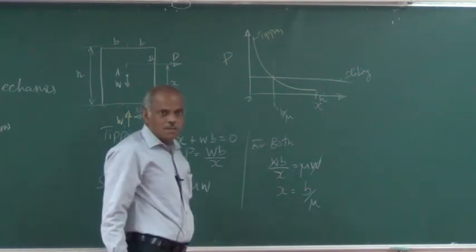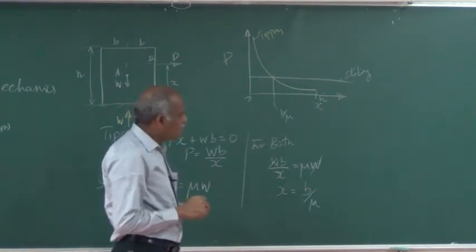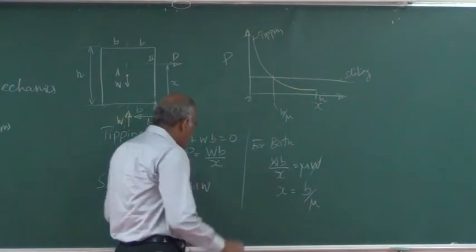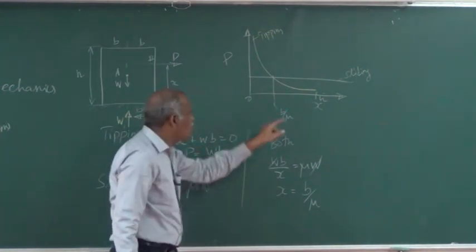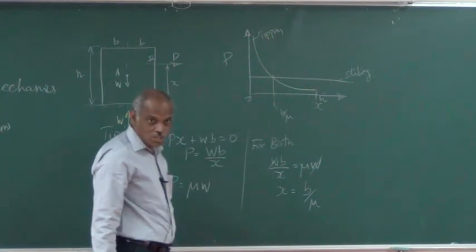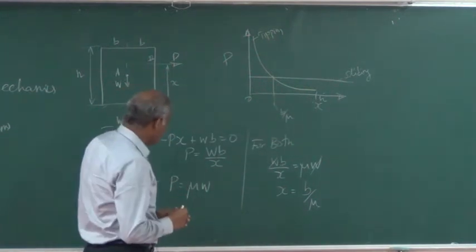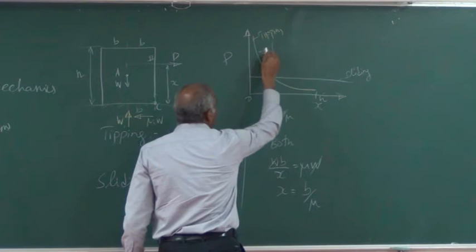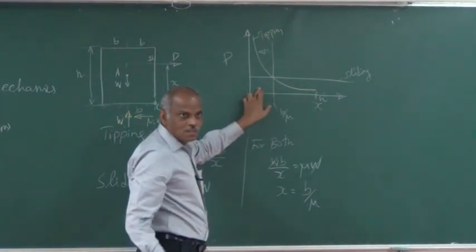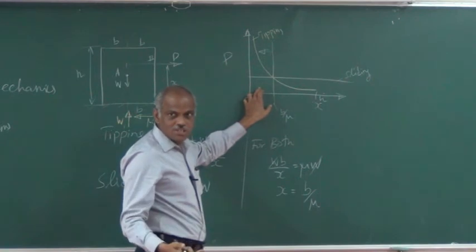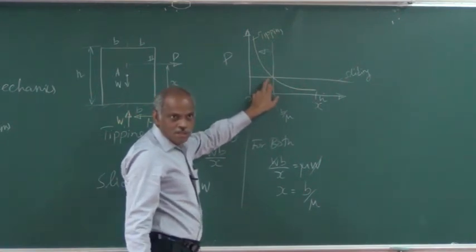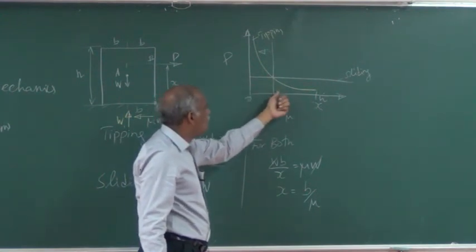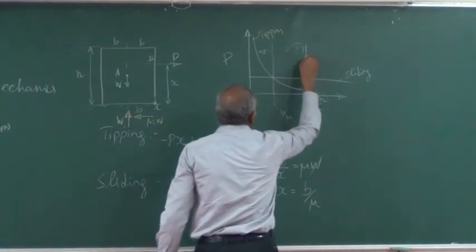The intersection point is of our interest, where both tipping and sliding will occur simultaneously. For both to occur, you can equate these two conditions, so x is equal to b by mu. This is the point at which both will occur simultaneously. Then you can divide the graph into regions, where in each region the mode requiring the least resistive force will occur. Here sliding requires less force, so sliding will occur in this region. Beyond this you have a tipping region.